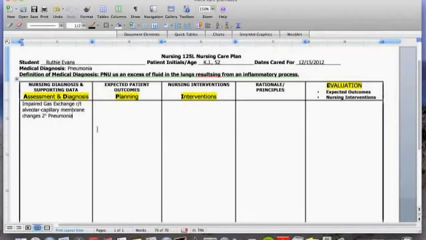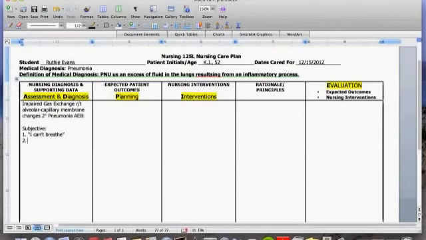Now we need to know what assessment data led us to make this diagnosis. So we're going to put AEB, as evidenced by, and you've got to have some subjective and objective information. And if you recall, subjective information is stuff only the patient can tell you. Symptoms that the patient is experiencing that maybe you can't see. So maybe your patient says, well, I can't breathe. Okay, well, that's what the patient said, and that's subjective.